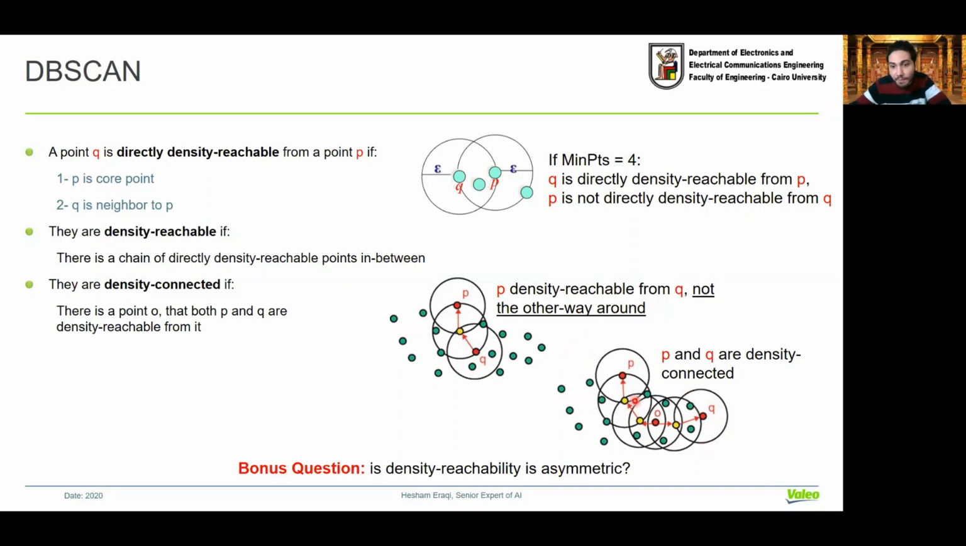So in this example, P is not directly reachable from Q, because here it seems that Q is not a core point. The same is true. Q is not directly and is not indirectly density reachable from P, okay? But you will find that P and Q are connected because Q is density reachable from O, P is density reachable from O, so we can say P and Q are density connected, okay?